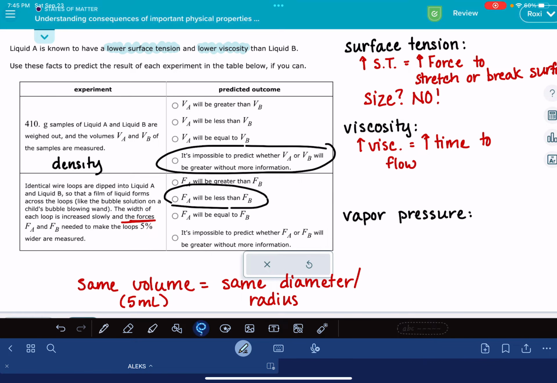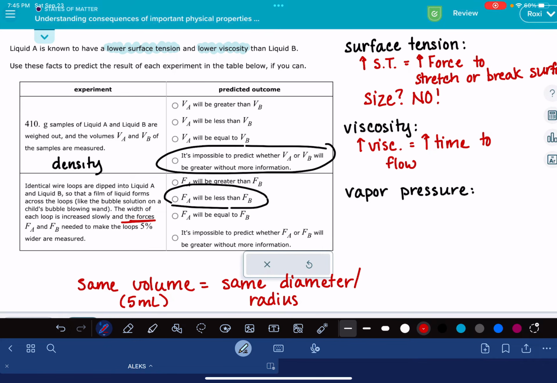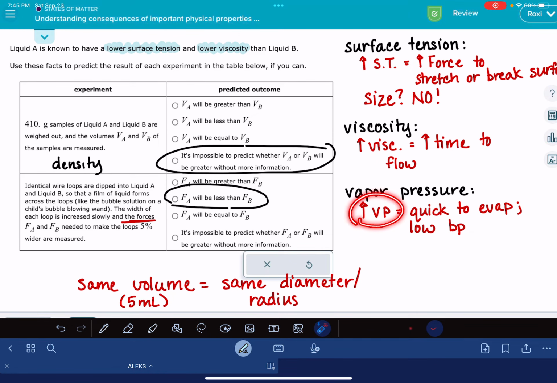And then this last one, which was also not featured in my problem, vapor pressure. This has to do with the liquid evaporating or boiling. If an object has a high vapor pressure, I'm just going to say VP, that means that it is quick or easy to evaporate. And also it has a low boiling point. I'm going to abbreviate that BP. So if a liquid has a high vapor pressure, that means it's very easy for it to evaporate, and also it means that it has a low boiling point.